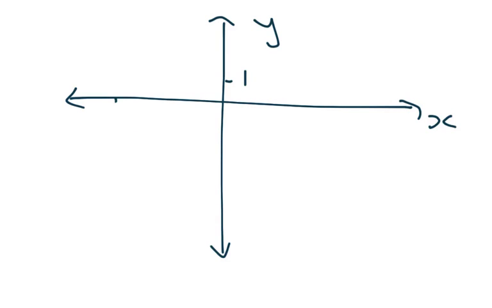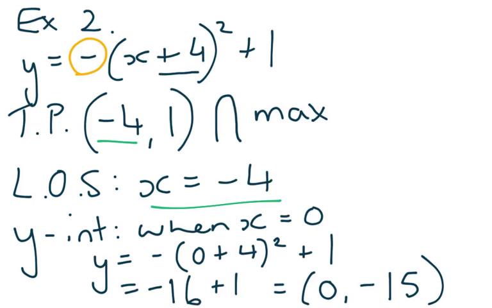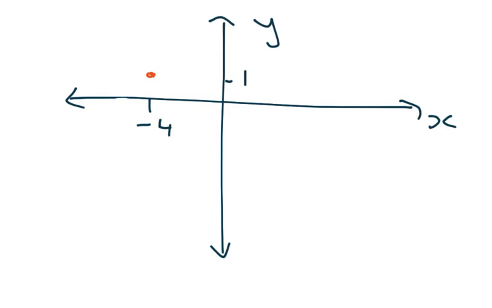Might just shift that over a bit so you can see the other point. So -4. Okay, so we put a dot at -4, 1. And that there is our turning point. We also have our y-intercept at 0, -15. So if we go right down to here to -15, our y-intercept is going to be here.